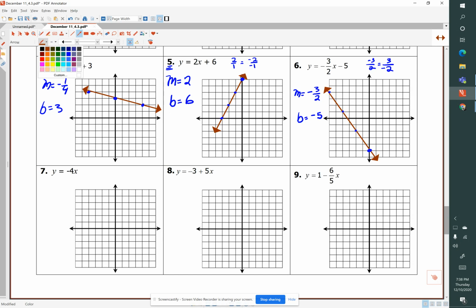Okay, number 7 has a slope of negative 4 and a y-intercept of 0. So the y-intercept is right here at the origin. And a negative 4 slope would be down 4 over 1, or it could be up 4 and to the left 1. Either way, we'll get that sliding down the sled kind of negative slope. So let's put a line through all these points.